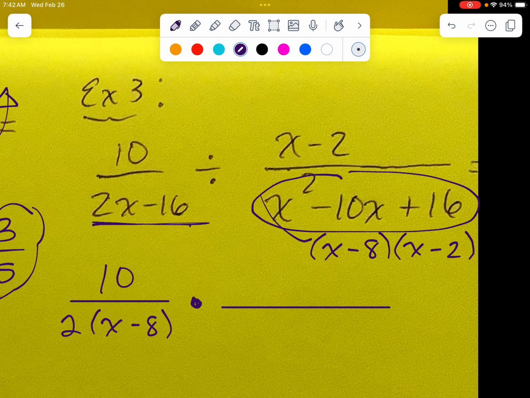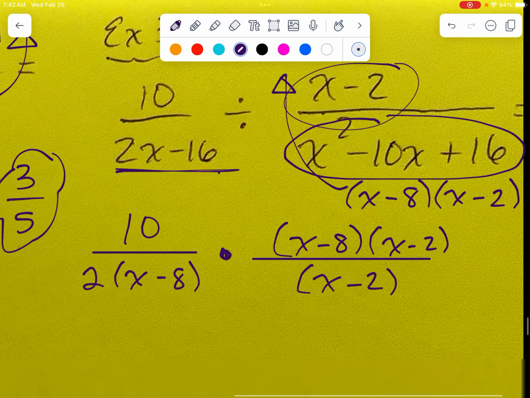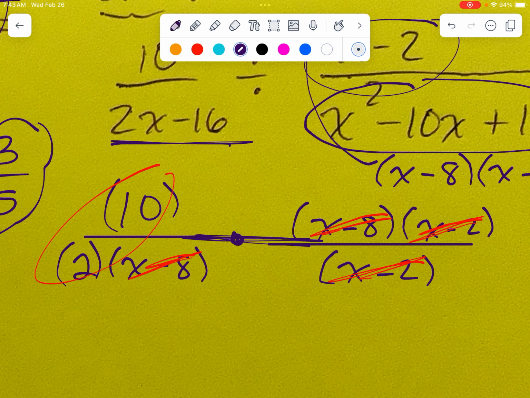So now we can flip everything upside down. So the x minus 8 goes on top times x minus 2. And then we have x minus 2 that goes on bottom. And instead of rewriting everything, we're just going to say, okay, we have one giant fraction now. Put everybody in parentheses. And then we can start crossing out our matches top and bottom. So I have x minus 2 on top and bottom, x minus 8 on top and bottom, and I can reduce 10 divided by 2, which gives me an answer of 5.